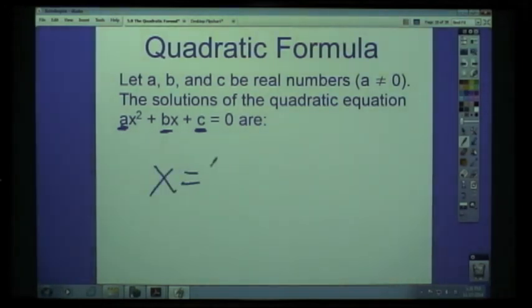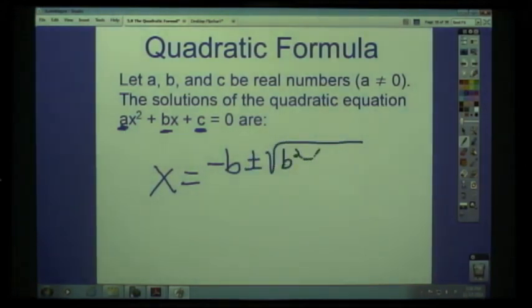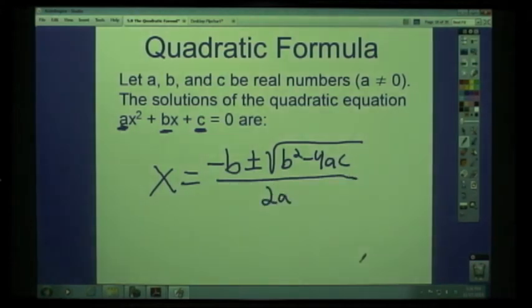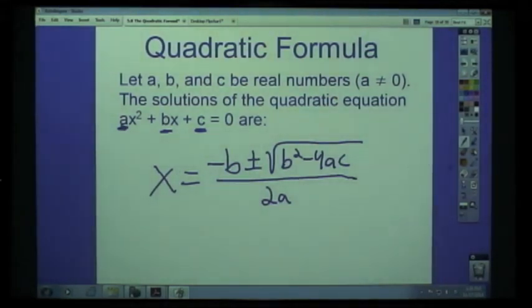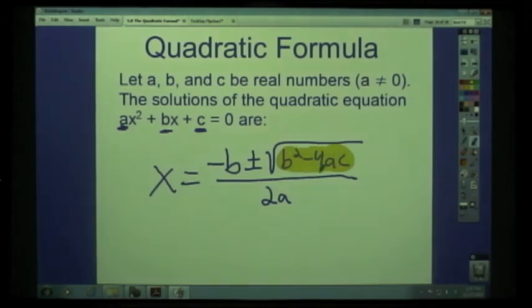x equals negative b plus or minus the square root of b squared minus 4ac, all divided by 2 times a. This formula, if you use the b and the a and the c from your equation, will give you the answers for x. Notice the plus or minus tells you you're going to have 2 answers unless the stuff that is inside this square root is 0. If there is a 0 in here, you're only going to have 1 answer. And it's going to be a real answer.